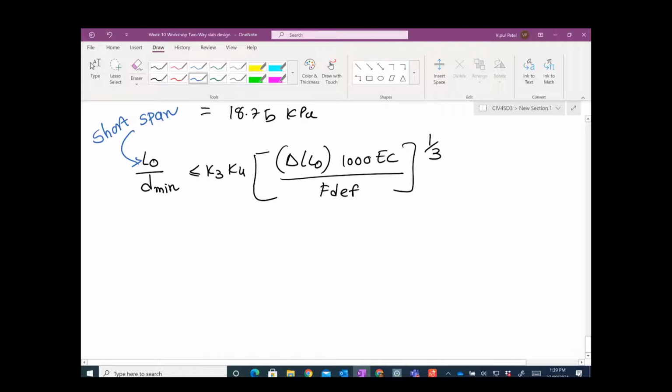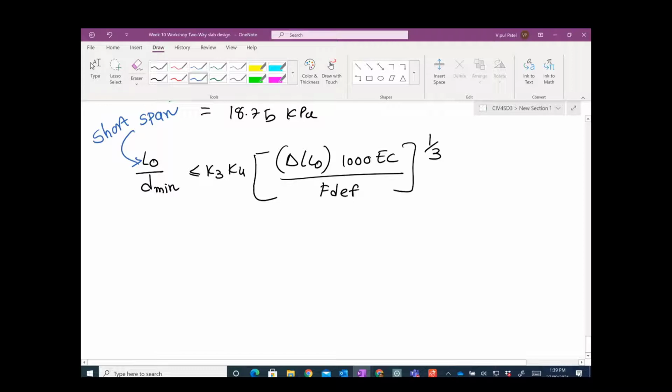Look, when you have slabs, you need to find out who is going to work hard. You have a short span and you have a long span. When you have a long span, it will not be sensitive. Long span will have a higher moment. Sorry, short span has a higher moment.